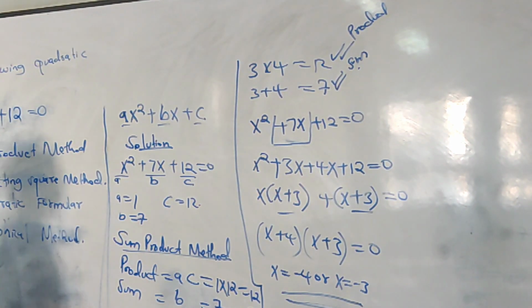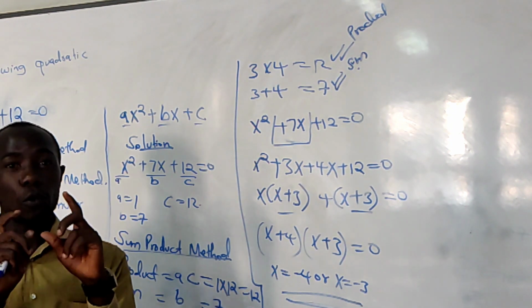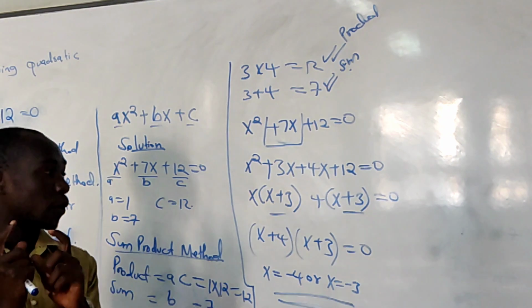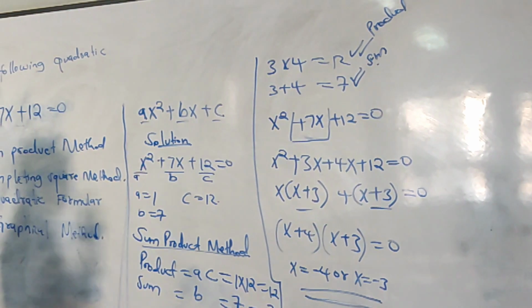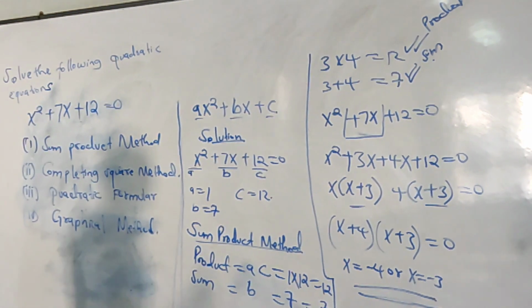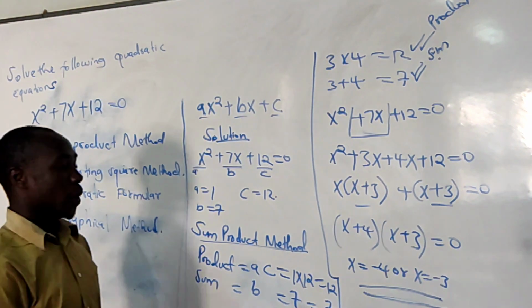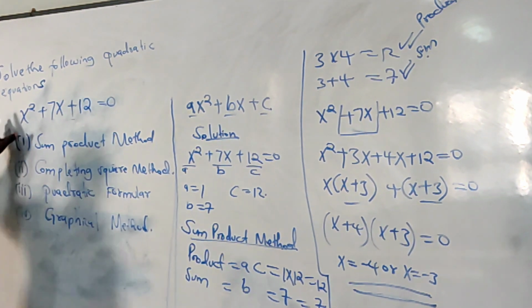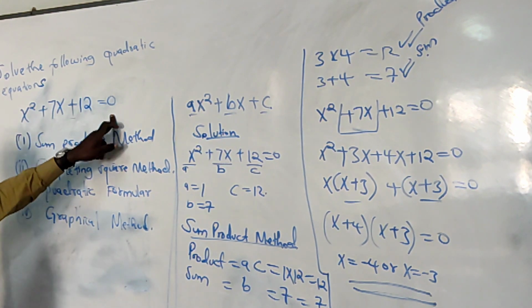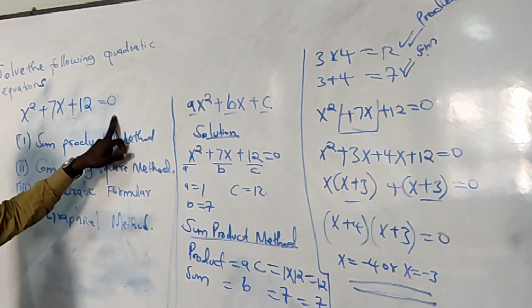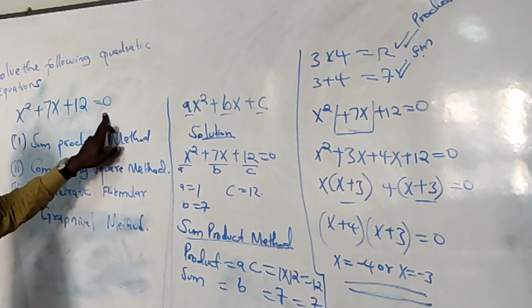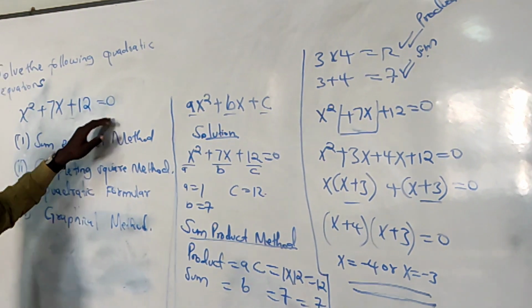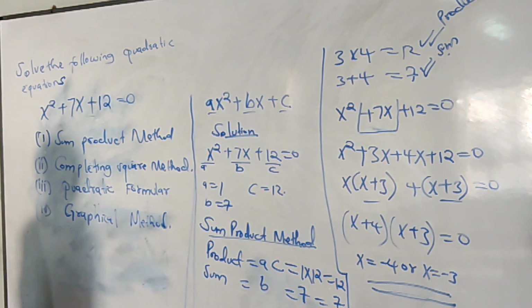That is sum and product method. There's a secret there. When you're speaking about quadratics, let me tell you how you must confirm that your answers are correct. With a quadratic equation, one way to know whether your answer is correct or not is to take the value, for example negative 4, and replace it back in this equation. If you get 0, that is one of the signs that your workings are correct. Let us try and see.